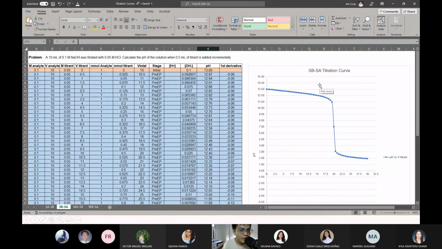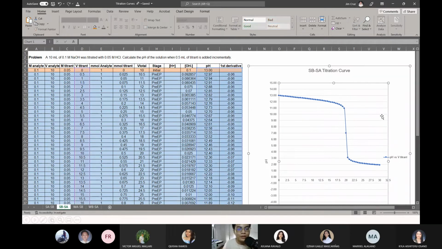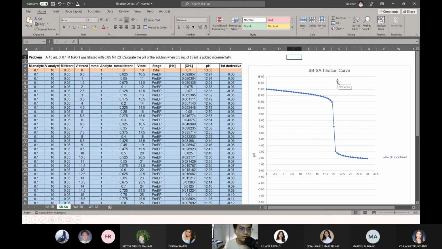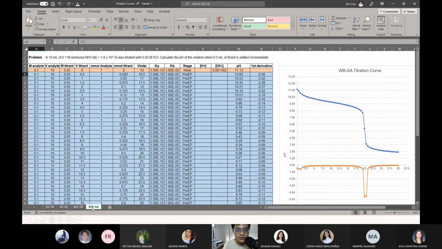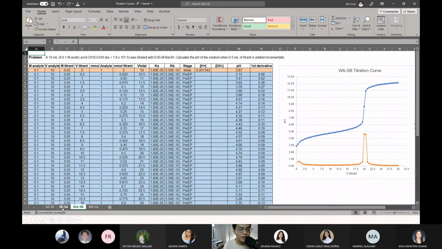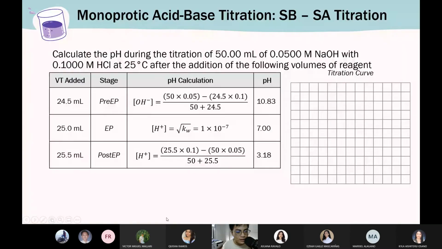Ganito yung ating problem set. Ipopost ko na lang yung details after the midterm exam. Pero ganyan yung ating problem set na gagawa kayo ng titration curve. Sa weak acid strong base pati weak base strong acid, medyo kakaiba yung curves nila, pero i-discuss na lang natin sila sa susunod. So yan, this is just an introductory part of the titration process talaga.